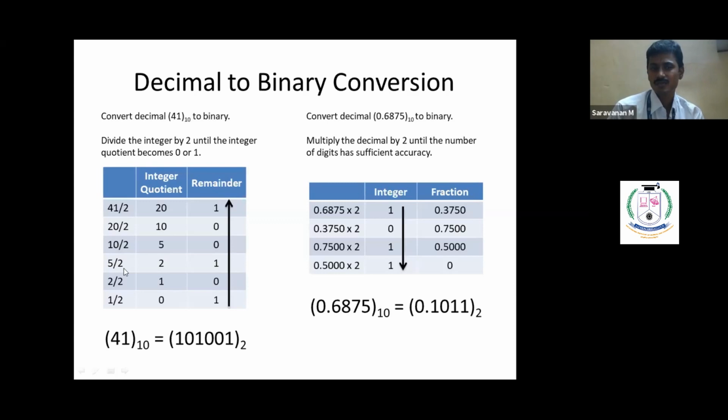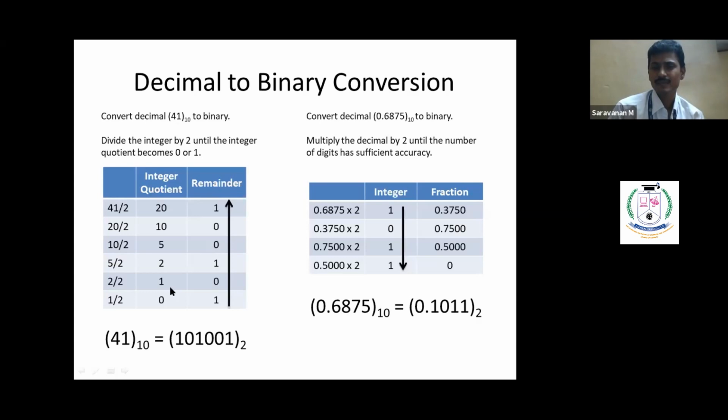Okay, so this is the procedure. Take an integer number and keep on dividing by 2. Then look at the remainder alone, and the remainder should be taken in this order. People will make mistakes over here. You always start from bottom to top. So bottom to top, that is 1 0 1 0 0 1. So the binary representation of 41 is going to be 101001.